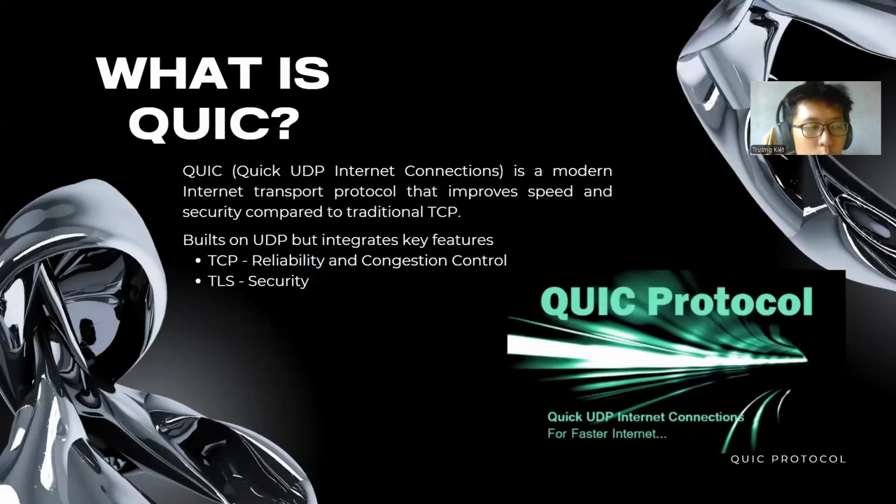QUIC, which stands for Quick UDP Internet Connections, is a modern transport protocol developed by Google. It is designed to improve the performance of web applications and is widely used in HTTP/3. Unlike traditional protocols such as TCP, QUIC runs on top of UDP. This allows it to reduce latency and provide faster connection establishment. QUIC integrates both transport and security features into a single protocol. This means it can establish secure connections more efficiently compared to the traditional TCP and TLS combination.